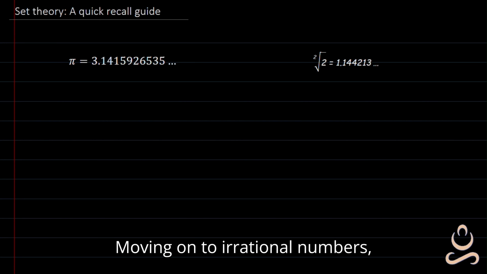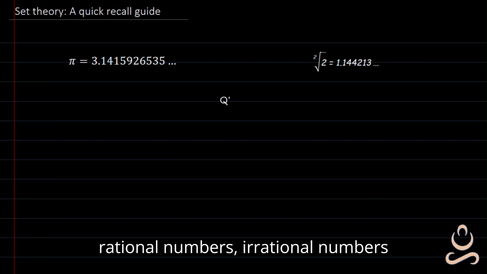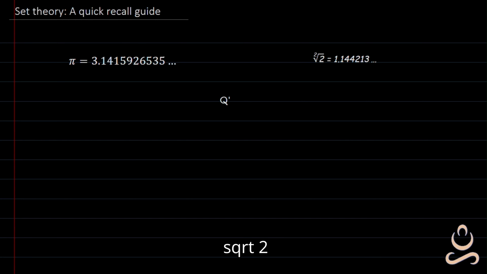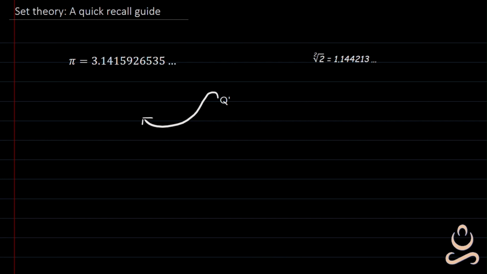Moving on to irrational numbers, these are a bit different. Unlike rational numbers, irrational numbers cannot be expressed as fractions. They are numbers like the square root of 2 or pi, which go on forever without repeating in decimal form.